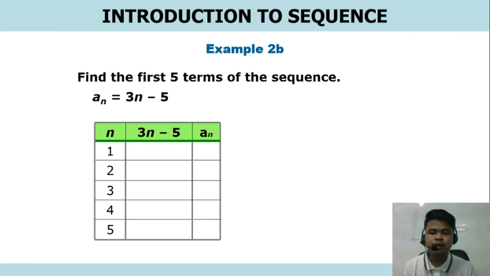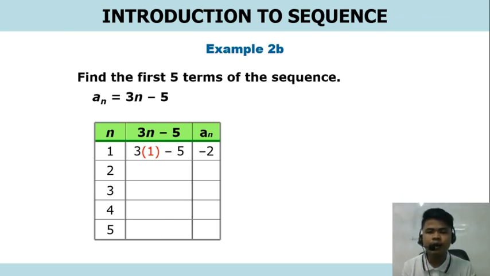Okay, let's proceed to the next example. Find the first 5 terms of the sequence. The given explicit formula is a sub n is equal to 3n minus 5. If you want to find the first term, just substitute 1 for n. It will become 3 times 1 minus 5. 3 times 1, 3 minus 5. The answer is negative 2. So, the value of the first term is negative 2.